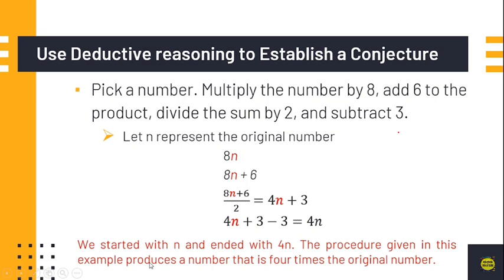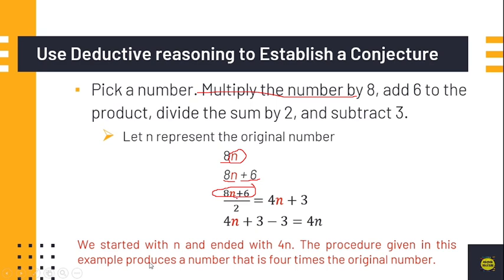Let n represent the original number. Multiply by 8, so 8 times n. Add 6, then divide the sum by 2. So 8n plus 6, divided by 2.